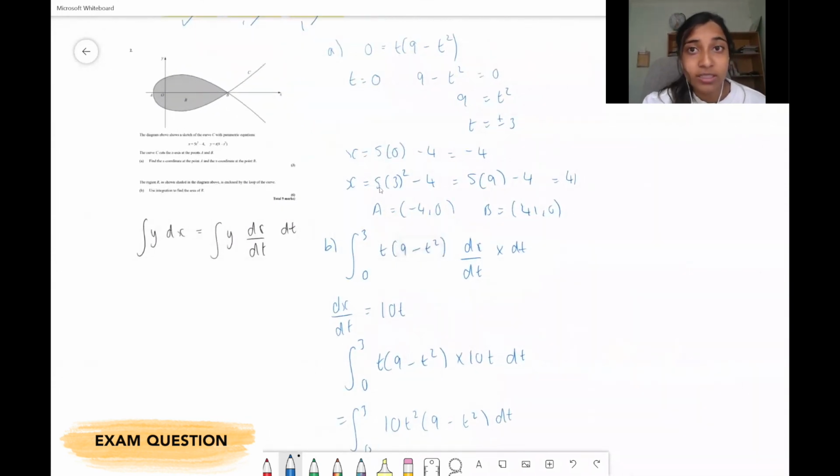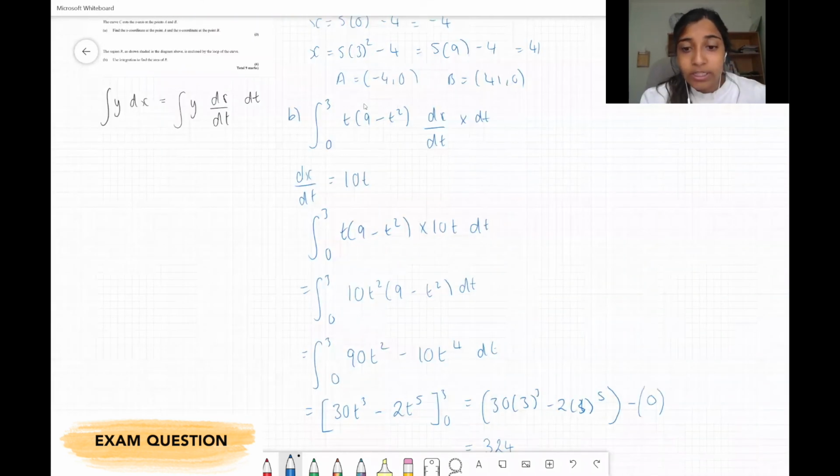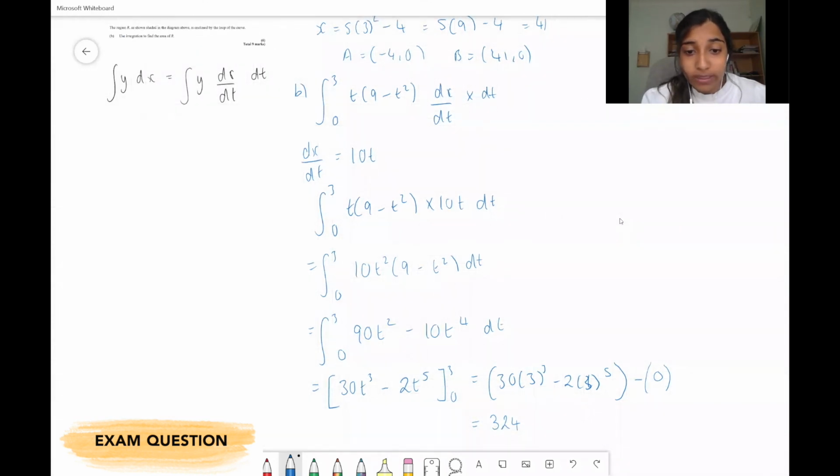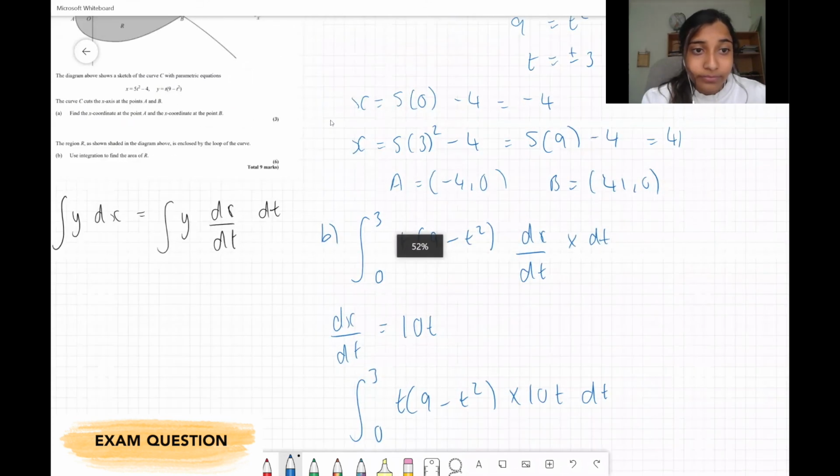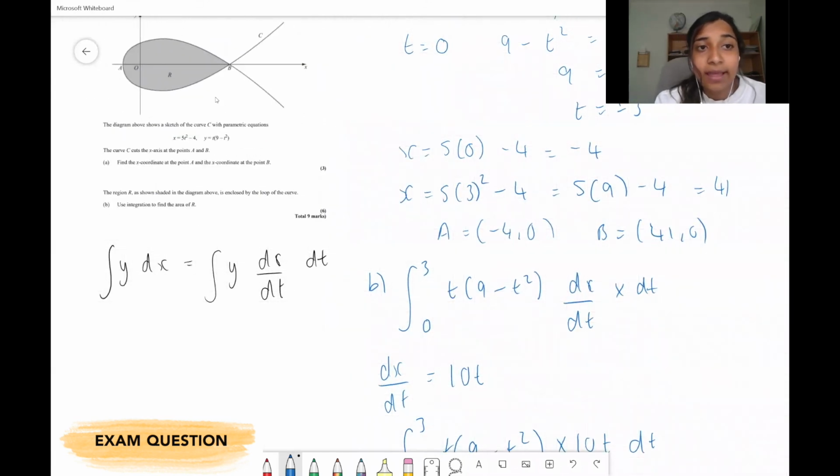So that's your answer to this question. You get that it is equal to 324. If we flick back to the diagram, you can see that you have both an area above the curve and below the curve. So we've worked out 324, and that is just one of the loops, the one that's above the x-axis.